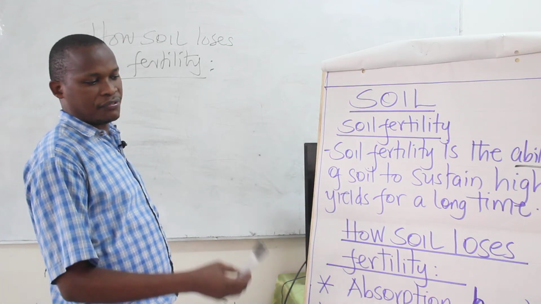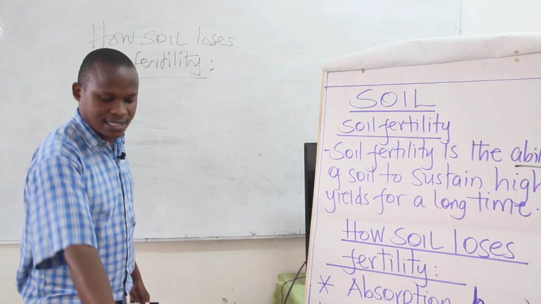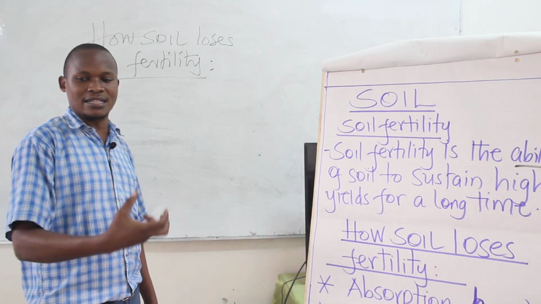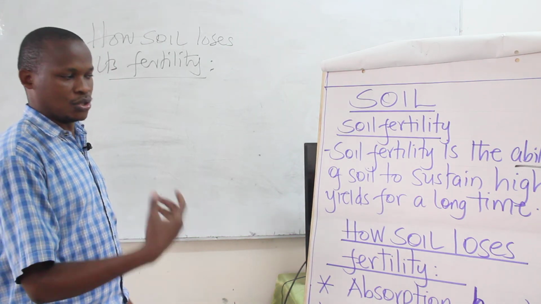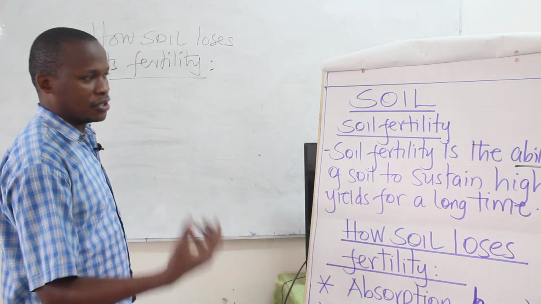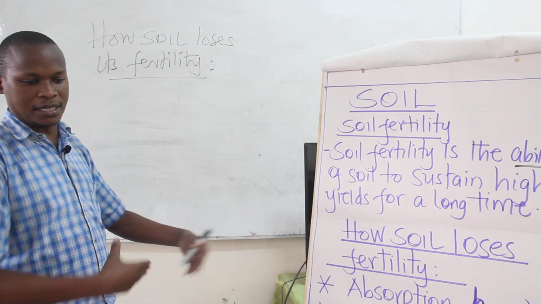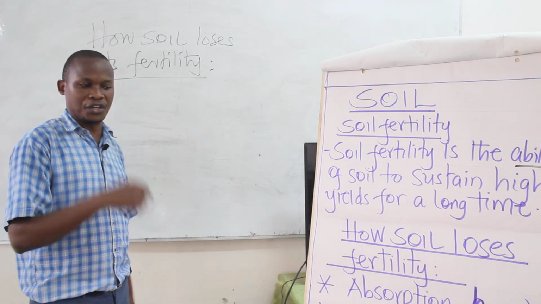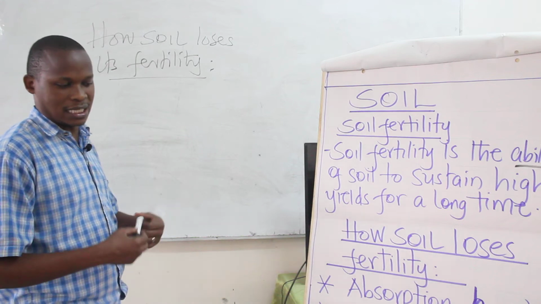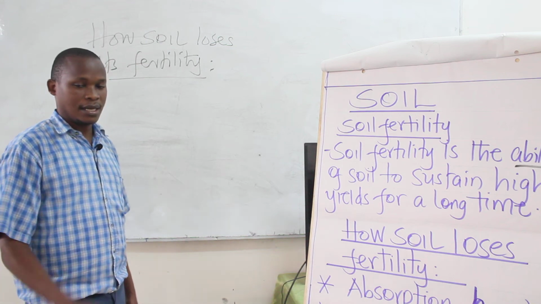One, we have absorption by plants. As the plants are absorbing the nutrients from the soil, these nutrients are getting exhausted, getting used up. As the plants continue absorbing the nutrients, with time these nutrients will get depleted, they will get finished. And at that time, the soil will have lost its fertility. So point number one, absorption by plants. You need to know that.